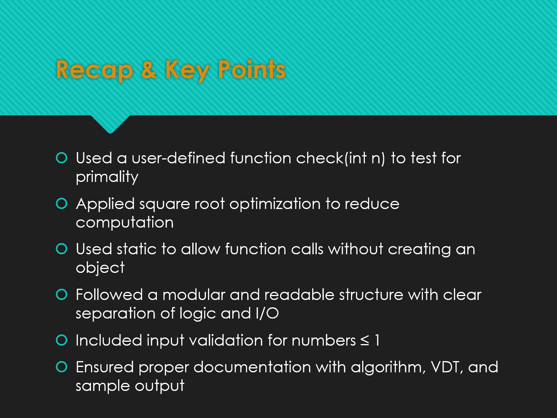Let's quickly recap what we've learned in this program. We used a user-defined function called check to determine whether a number is prime. To optimize the logic, we only checked up to the square root of the number, a well-known efficiency trick. By declaring the function as static, we allowed it to be called directly from the main method without needing to create an object. The program follows a clean structure with separate sections for logic and input/output, making it modular and easy to debug. We also validated inputs by checking for numbers less than or equal to 1 and documented our work with a clear algorithm, variable table, and sample outputs.